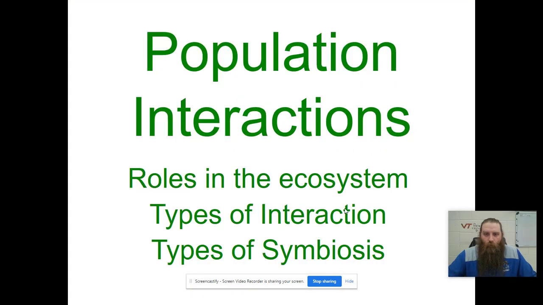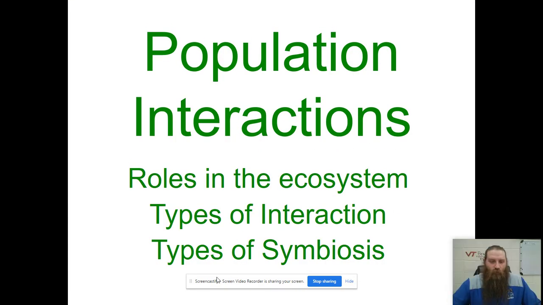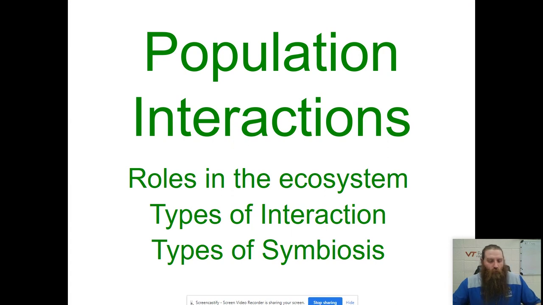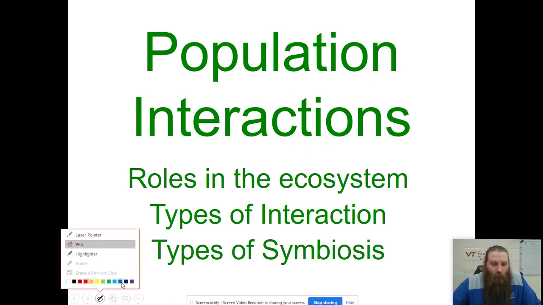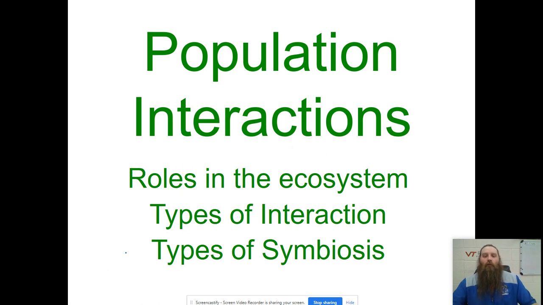All right, let's talk about population interactions. This is the third video for ecology, so if you haven't watched the other two yet, go watch the other two. But in this video, we're going to look at different roles organisms have in the ecosystem. We're going to look at types of interaction, and specifically, we're going to look at some types of symbiosis.